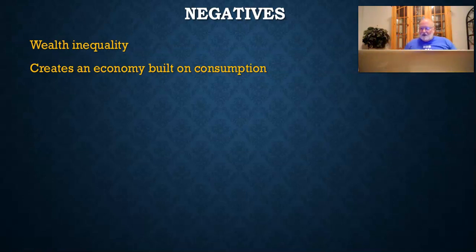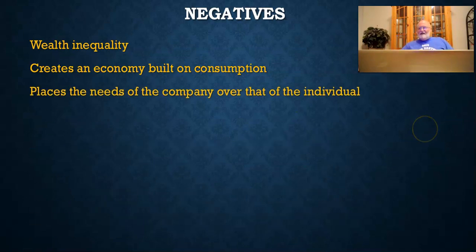There are, just like some of your friends study, some of your friends don't. People do not study equally. There's wealth inequality, absolutely, in a capitalist system. It creates an economy built on consumption, which means for it to function, you need people to buy stuff. It places the need of the company over that of the individual. I would agree with that too.